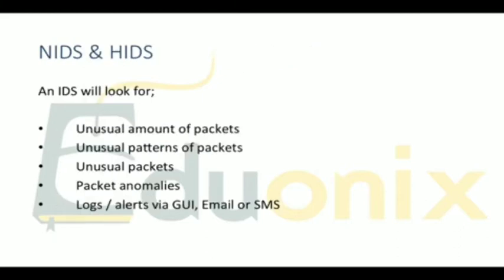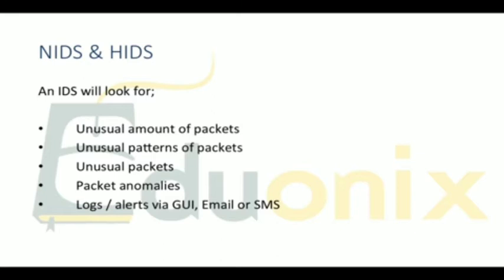So now we have a NIDS and a HIDS. A NIDS is a Network Intrusion Detection System, and a HIDS is a Host Intrusion Detection System. An IDS will look for an unusual amount of packets. Now when I say unusual, it could be compared to the last 10 minutes, the last 10 hours, or even the last day. Anything it deems unusual, it will flag and monitor.